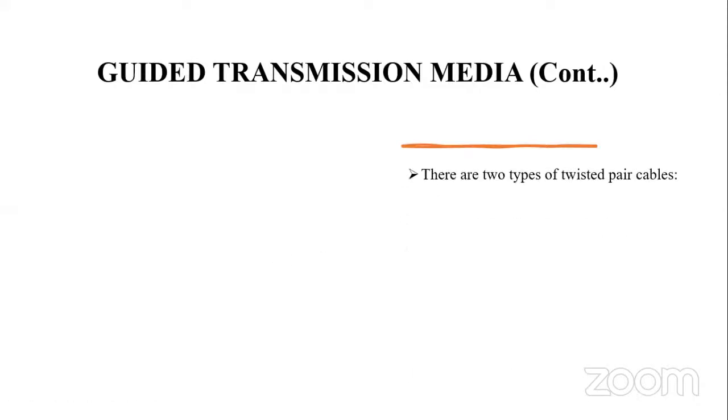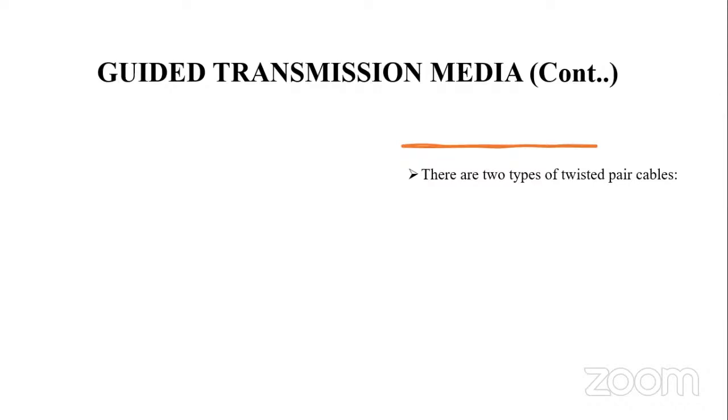Next one we will see. This is the continuation of guided medium. Also twisted pair cable. There are two types of twisted pair cables. One is shielded and the other is unshielded twisted pair cable. What do you mean by unshielded and what do you mean by shielded? Shield cover means the information will be hidden. Whatever you want to hide will be kept in some cover.